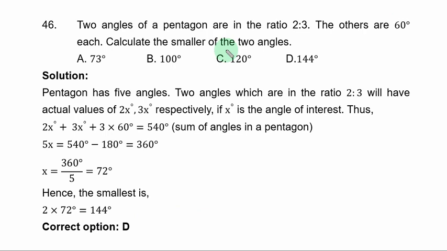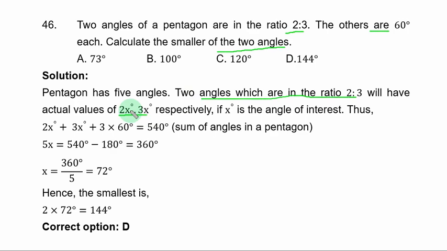Question 46. Two angles of a pentagon are in the ratio 2:3. The others are 60 degrees each. Calculate the smaller of the two angles. Let's assume the angle to be s, and you know a pentagon has 5 angles. So two angles which are in the ratio of 2:3, we have actual values of 2s degrees and 3s degrees respectively, if s is the angle of interest.